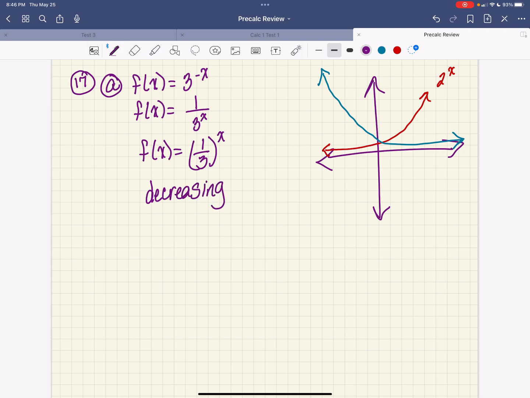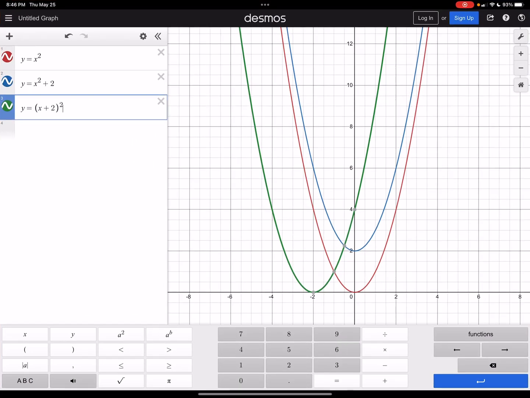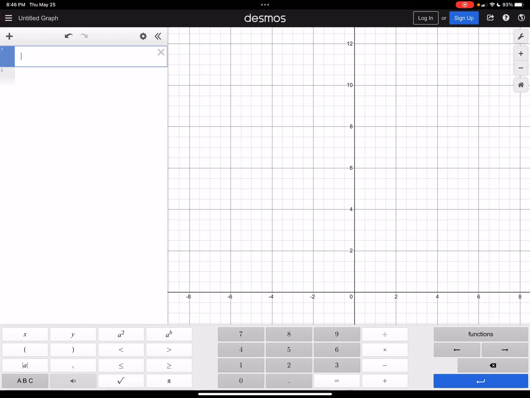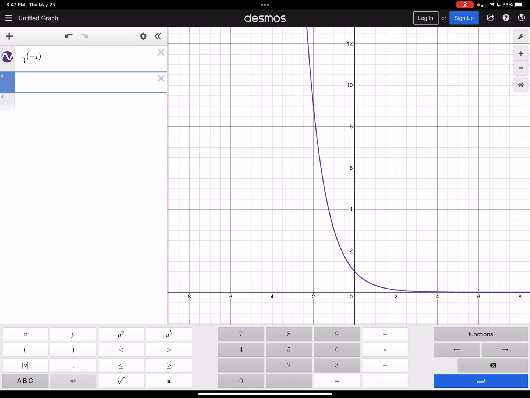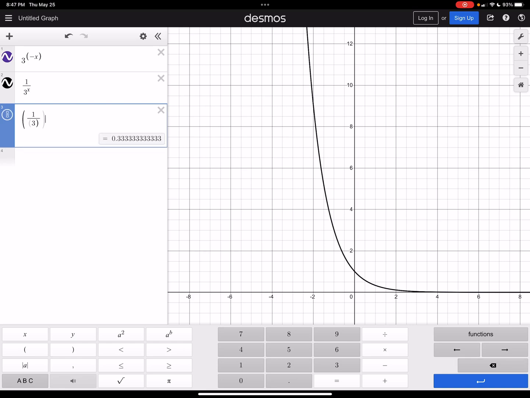Now, if you need to go ahead and pop that into Desmos, don't hesitate to do that. That's okay. So you could either put it in as 3 raised to the power. Now, you're going to have to put that in parentheses, so negative x in parentheses. And so that's what our decreasing function looks like. You could also do 1 divided by 3 to the x, and that's going to be the same function. Or you could do 1 divided by 3. Whoops, you just got to make sure.